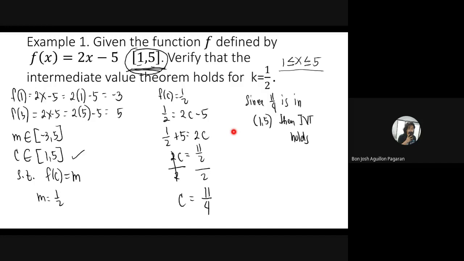Maybe you are wondering, sir, if there will be a mistake using the incorrect symbol, such that I say, since 11 over 4 is in the closed interval 1, 5, then IVT holds. Am I getting the correct answer pa din? The answer is no. Magkaiba po yung meaning ng closed interval sa open interval. I hope I was able to explain it clearly during the continuity in an open interval.